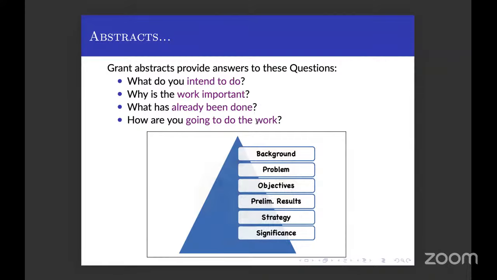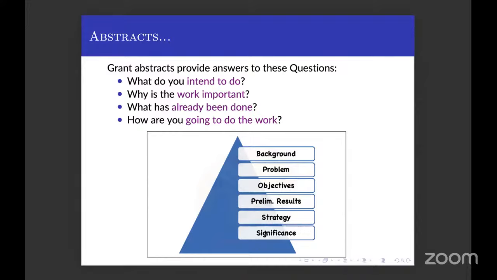So everyone note it. What should be first? When I'm writing an abstract, it should have a background, that is why I'm intending to do it. What is the current problem? What objectives am I going to achieve? Do any results or preliminary results exist? What is my strategy? And after doing it, what will be the significance?